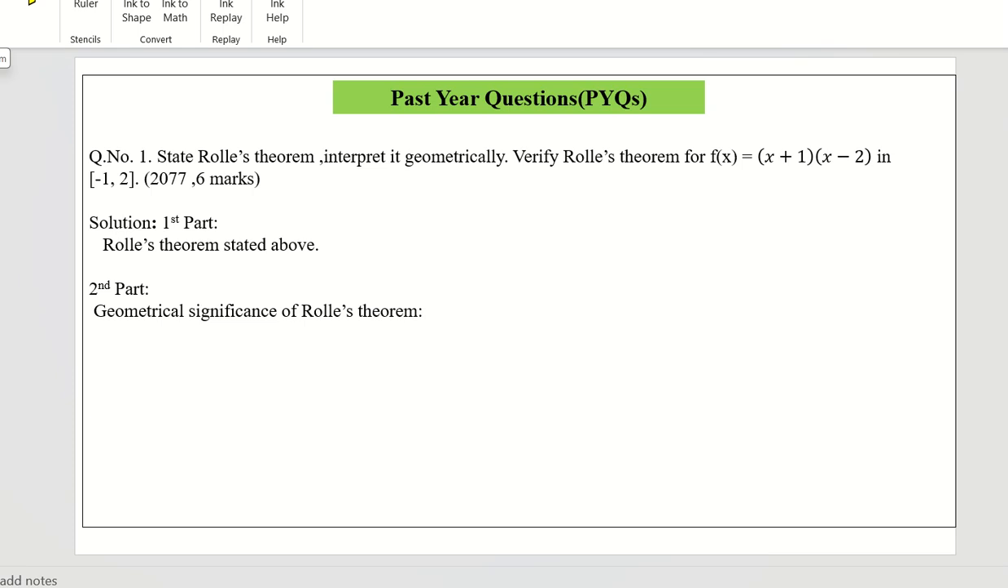Hi everyone. Today we are going to solve this question. This is our first question. This was asked in 2077 with 6 marks. State Rolle's theorem. Interpret it geometrically. Verify Rolle's theorem for the given functions in the interval.